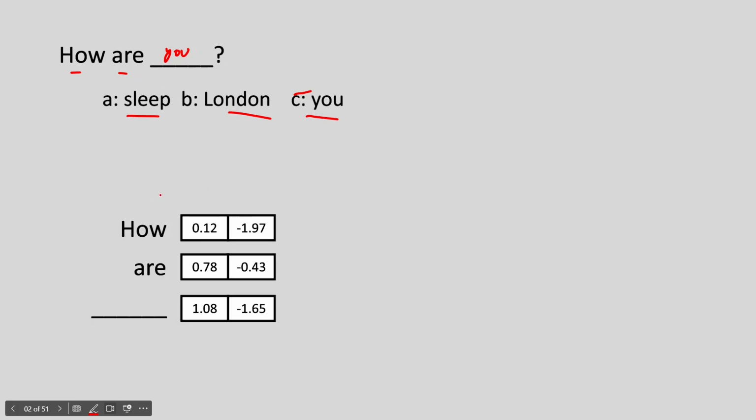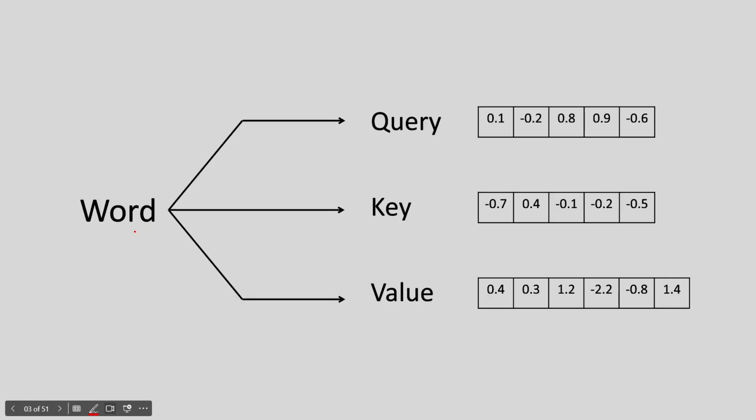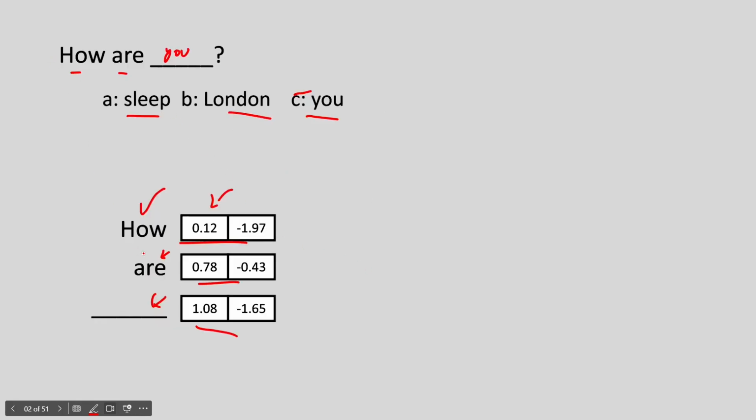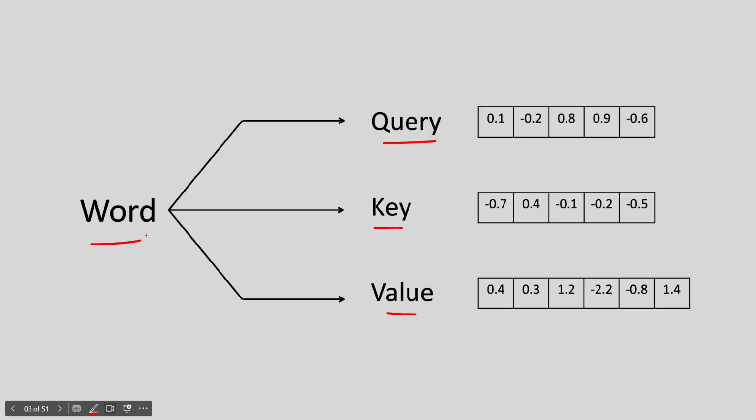The way it is done is, first every word is taken and converted into a vector. So "how" is represented by this vector, the word "are" is represented by this vector, and the dash, which is the blank, is represented with this vector. Okay, if you remember, in our attention mechanism video, we said that every word is represented by query, key, and value. And how many words are there right now? There are three words: how, are, and dash. Dash is also a word for our example right now.